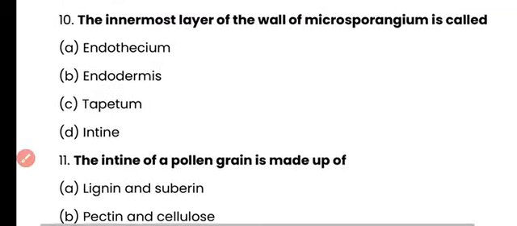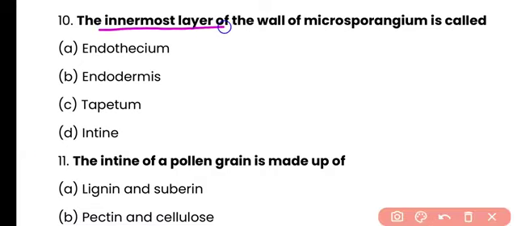Question number 10. The innermost layer of wall of microsporangium is called endothecium, endodermis, tapetum, intine. Correct answer is option C. The innermost layer of wall of microsporangium is known as tapetum. Outermost layer is known as epidermis, and second layer of microsporangium is known as endothecium.